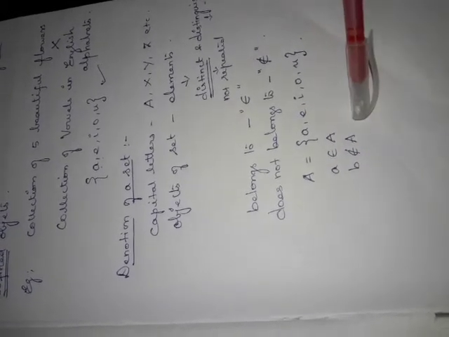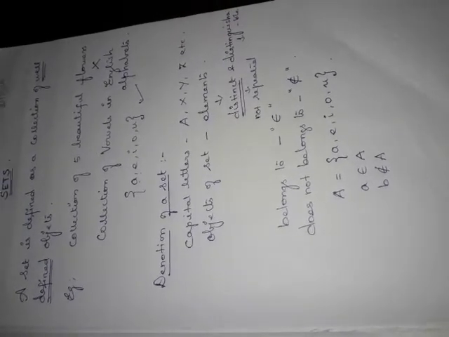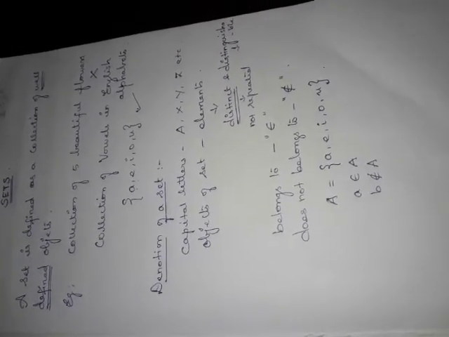For example, set A has A, E, I, O, U, and if I want to say the element A belongs to the set A, we will denote it like this, and if we want to say that the element B does not belong to A, we will denote it by this. Yes, so this is what we saw in our previous class. Hope you understood what is meant by a set and how we can denote it using symbols, right?